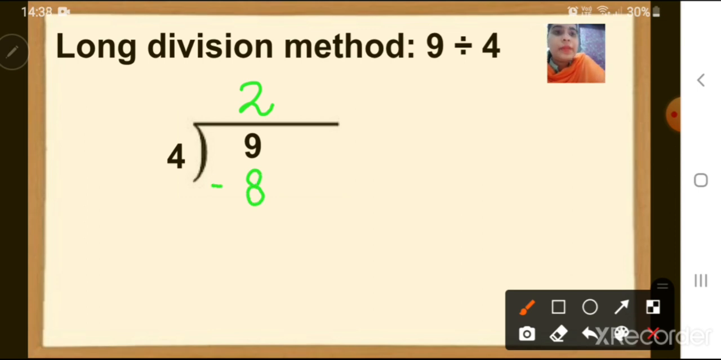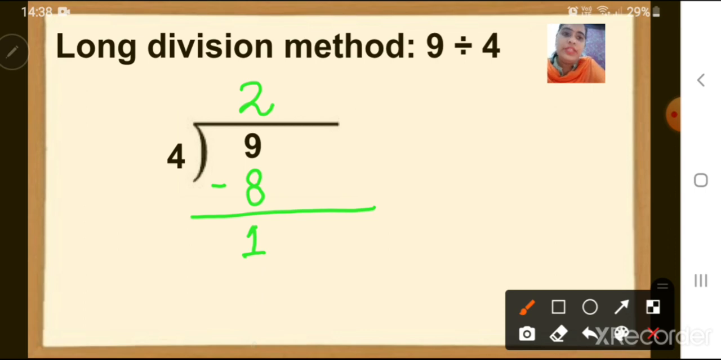Then we will put a minus sign, the subtraction sign, and a dash. Now we have to subtract. What will we subtract? 9 and this number 8. 9 minus 8 is what? 1. So we will write here number 1. Okay. So number 2 is our quotient and number 1 is our remainder.